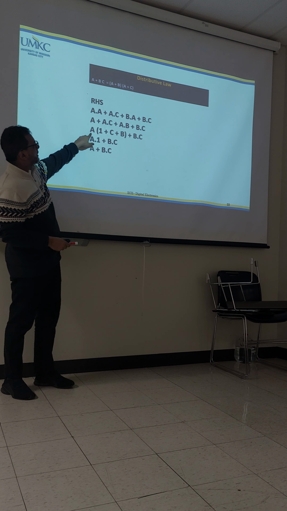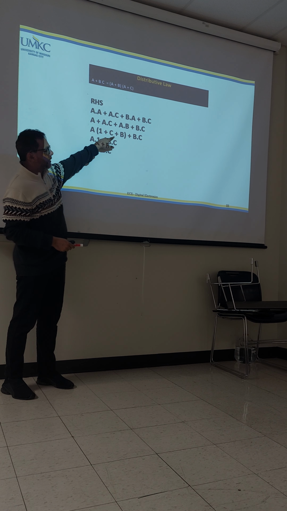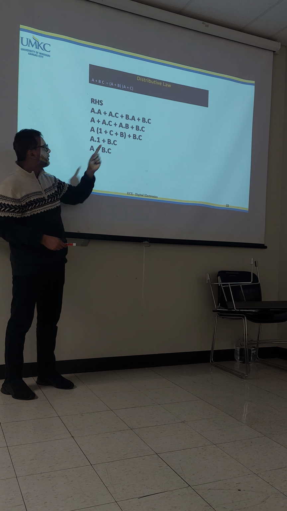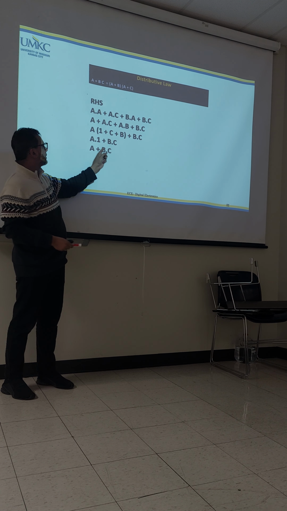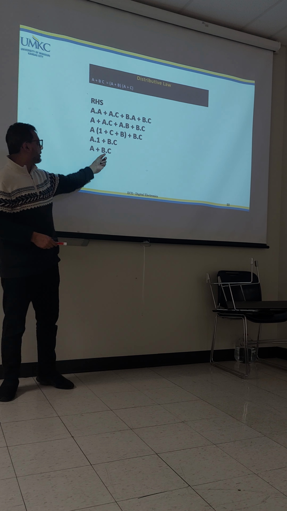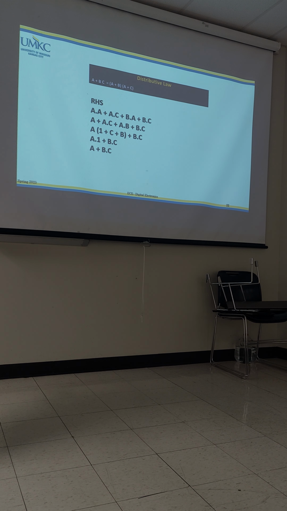Now we take a common A, it will be A into 1 plus C plus B, plus BC. So 1 plus any input will be 1. So A into 1 is A, plus BC. The whole expression can come down to this simple expression A plus BC. Okay? So this is how it works.